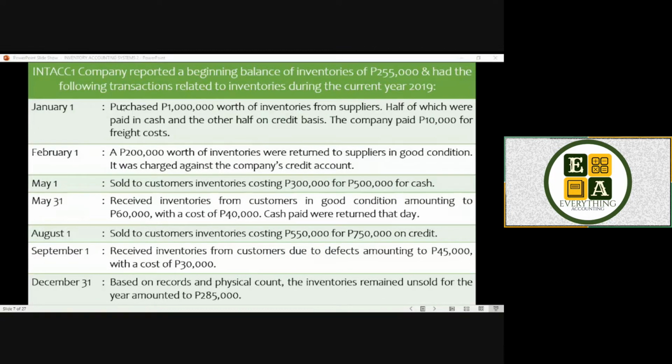Sabi dyan, Intac One Company reported a beginning balance of inventories of 255,000 and had the following transactions related to inventories during the year 2019. Meron tayong beginning balance ng inventory, 255,000. Tapos, for the current year 2019, nagkaroon ng mga transactions in relation to inventories. On January 1, purchased 1 million worth of inventories from suppliers, half of which were paid in cash and the other half on credit basis. The company paid 10,000 for freight cost.